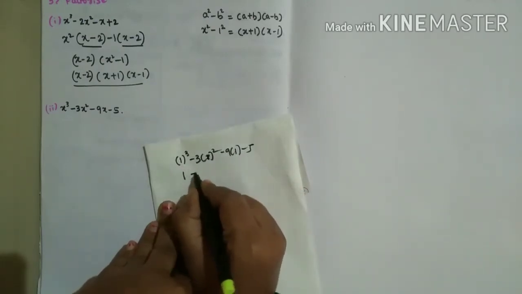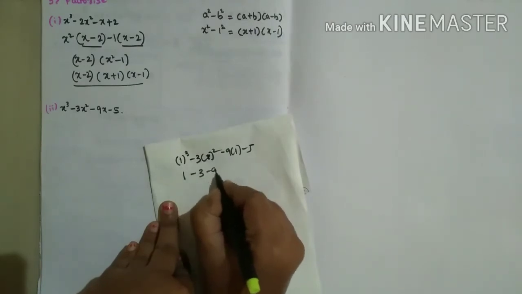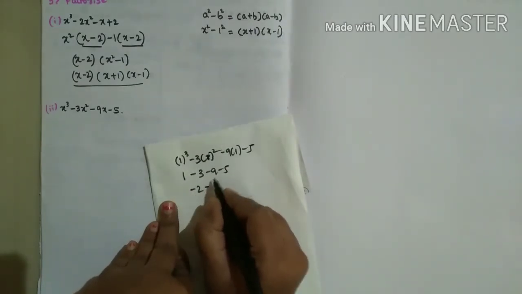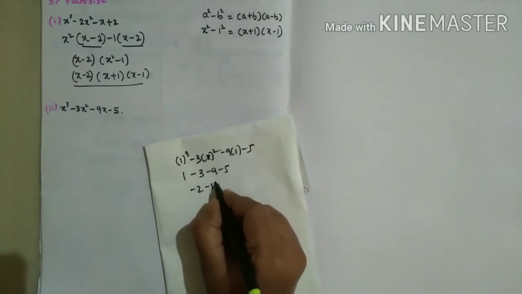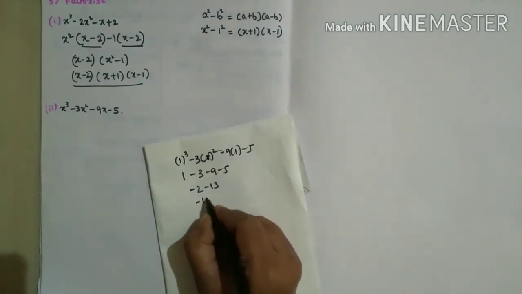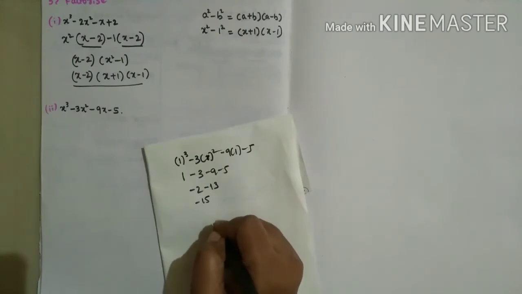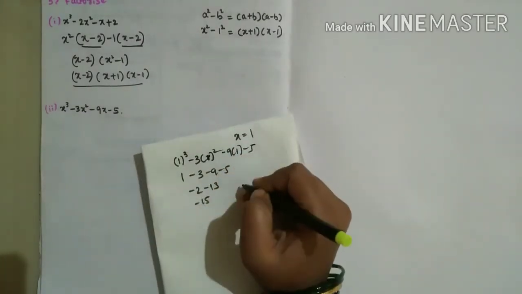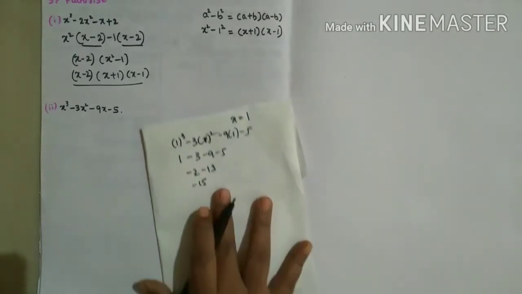1 cube is 1, minus 3, minus 9, minus 5. 1 minus 3 is minus 2. Minus 9 minus 5 is minus 13. Then minus 15. We did not get the 0 there. So x is equal to 1 is also not a 0 of the polynomial. Next I will take x is equal to minus 1.